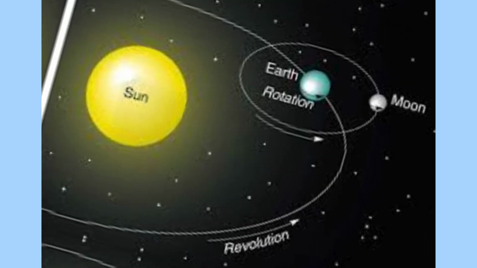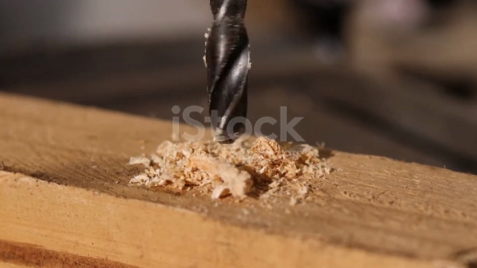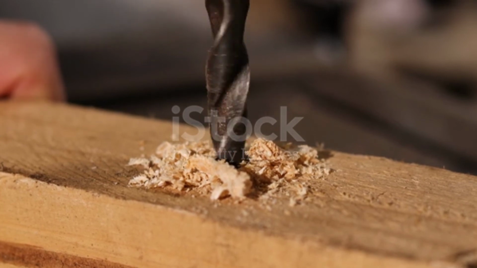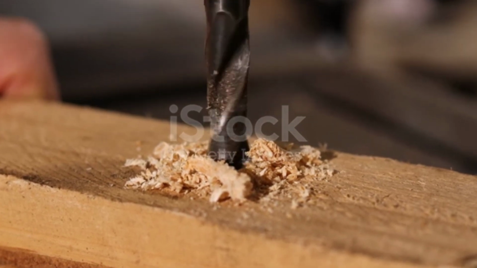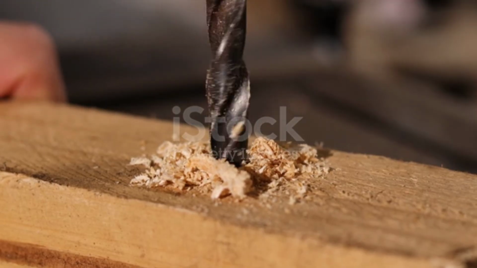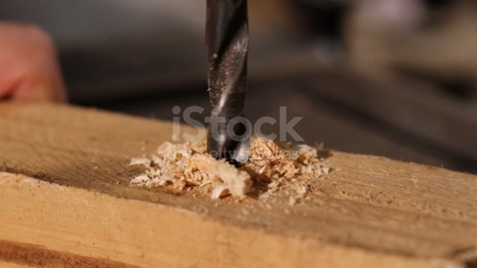A drill used by carpenters is also a combination of translatory motion and rotationary motion. As when a drill is switched on, the drill moves into the wood by translatory motion and at the same time it rotates.